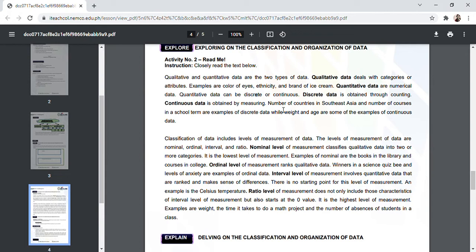Okay, now let's move on. Quantitative data can be discrete or continuous. Discrete data is obtained through counting, while continuous data is obtained by measuring. Number of countries in Southeast Asia and number of courses in a school term are examples of discrete data, while weight and age are some examples of continuous data. Discrete data are countable in a finite amount of time. For example, you can count the change in your pocket, the coins. Discrete data is countable.